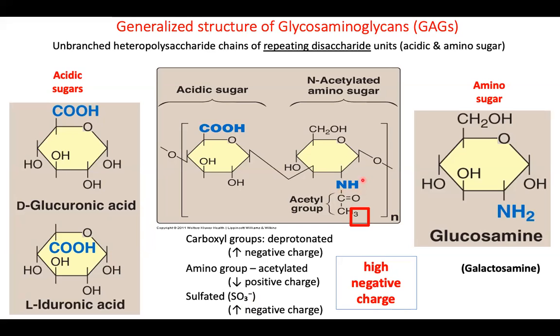I'm also decreasing positive charge by removing one of the hydrogens of the amine group and replacing it with something neutral. And then lastly, and I know they haven't shown it here, on one of these sugars, you can also add a sulfate group, and the sulfate group is also negative, which is also going to increase the negative charge. So I would be sure I know about all these 3 components of GAGs.